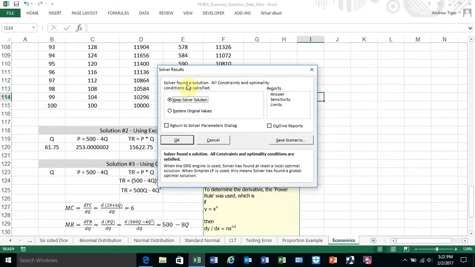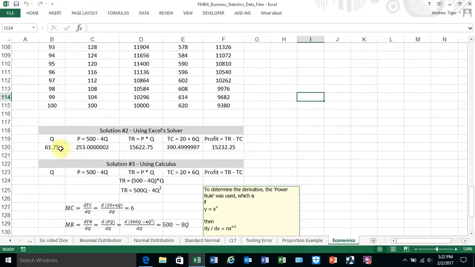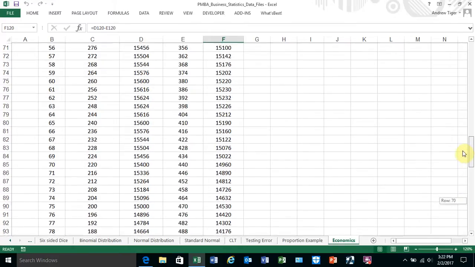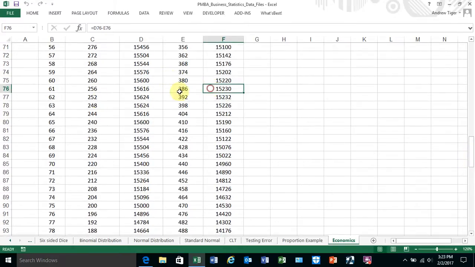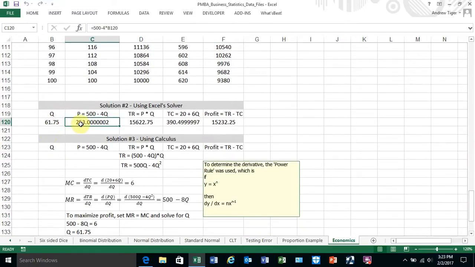it says Solver found the solution. And look what it did. It changed Q, which was originally 20, to 61.75, and that maximizes that, which is the same answer that we got when we plotted. We plotted whole numbers, but you can see it's close enough. Now that's fantastic. So these first two solutions are how you can use Excel to solve economic problems.